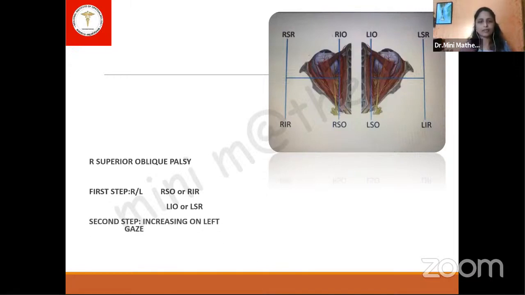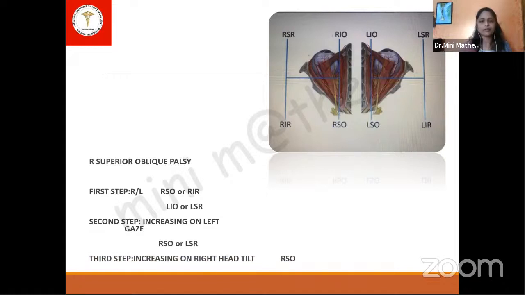The next one is the second step, does it increase on right gaze or left gaze? So in superior oblique palsy, it increases on left gaze. So we have screened out the next 2 muscles because in left gaze, it is a weakness of the left superior rectus or the right superior oblique.